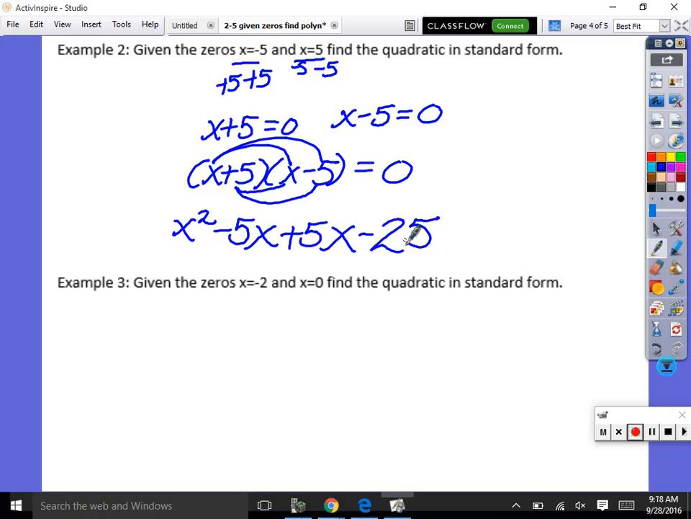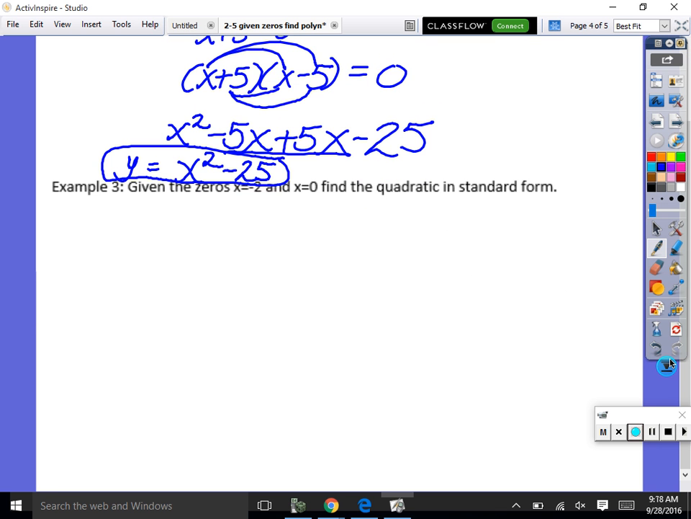Our last step is to combine like terms. We have x squared. Notice those happen to cancel off. Negative 5x plus 5x is 0 x's, so we won't write it, and then minus 25. So there is the quadratic in standard form that gave us those solutions. We just went backwards. Last one, and then we will be done with the example.